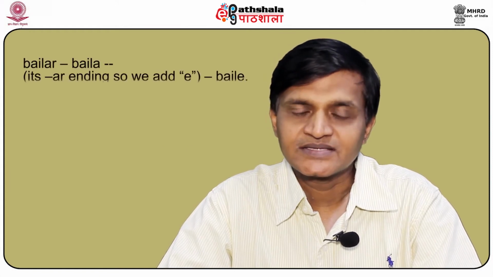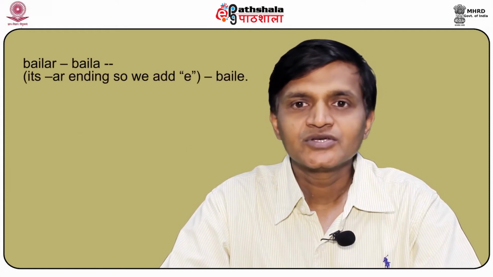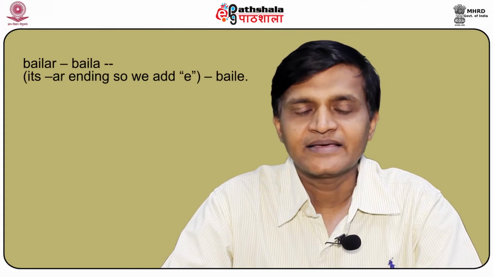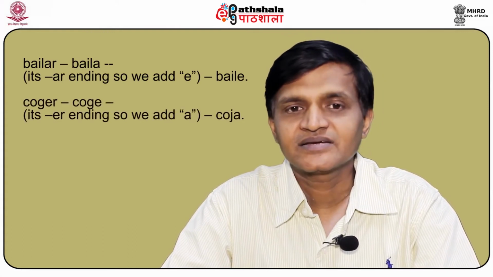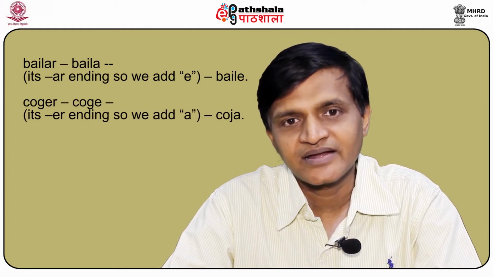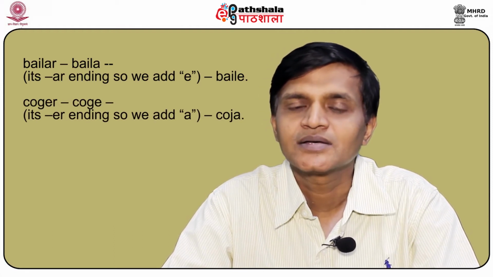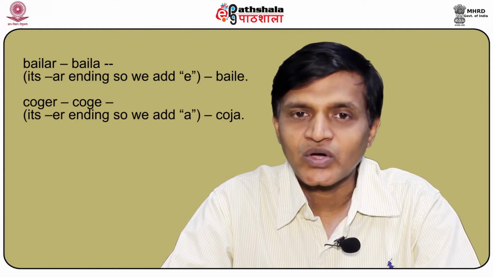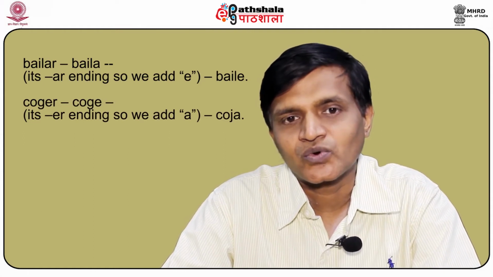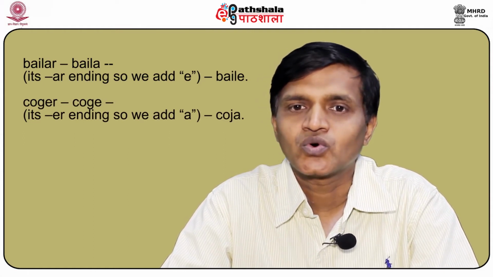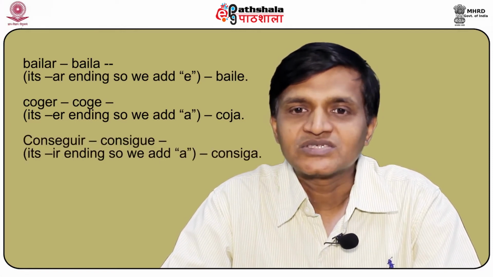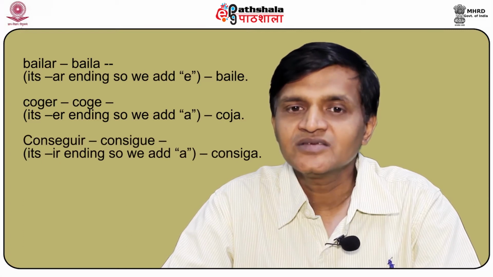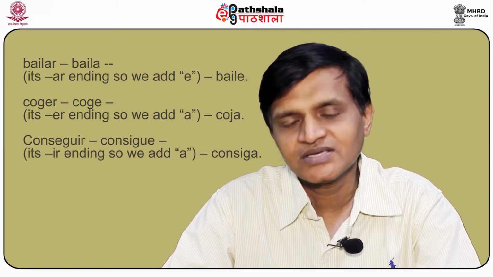Bailar is also another example of an AR ending verb, so we add E: baile. Coger is to catch, an ER ending, so we add an A and it becomes coja. The only thing is that in coger it changes from COGE to coja, COGA. Conseguir, consigue, is an IR ending, so we add an A: consiga.